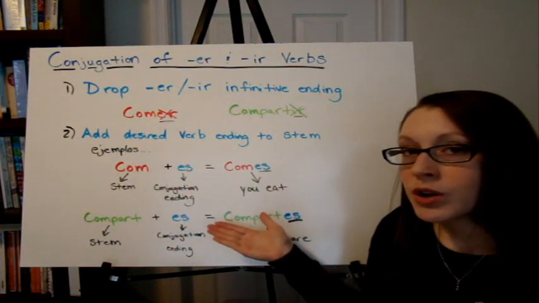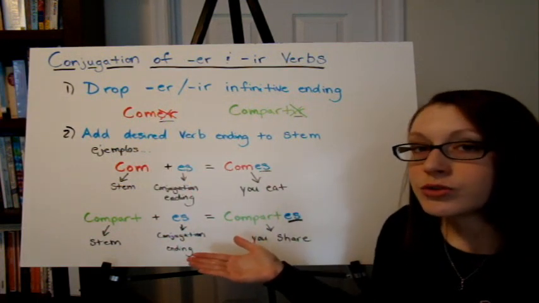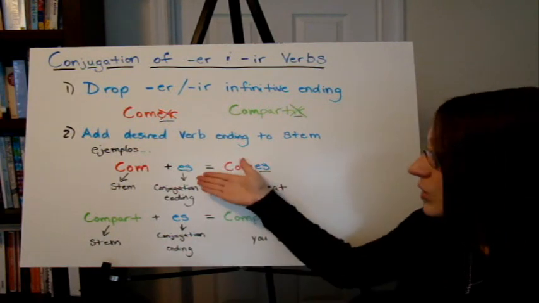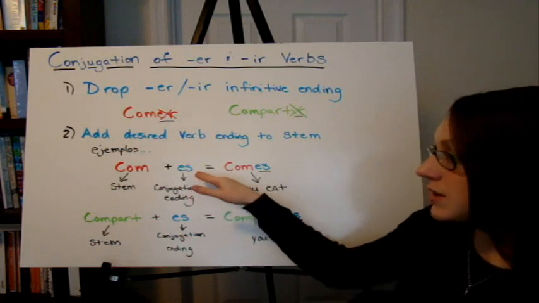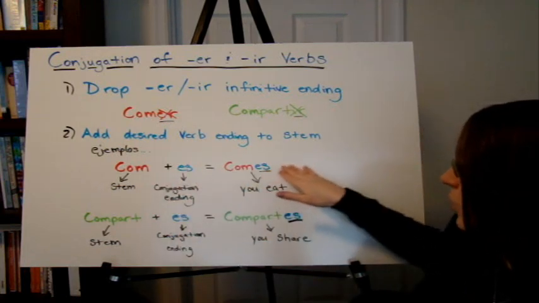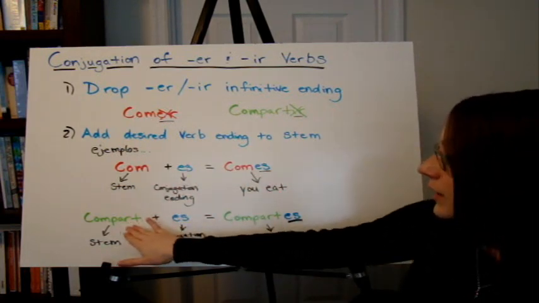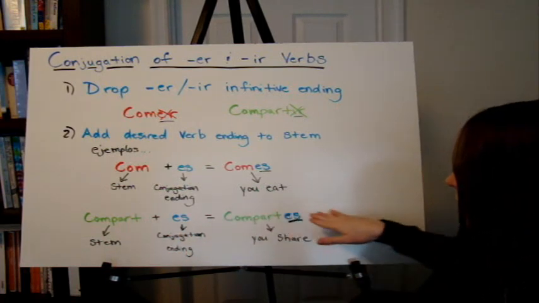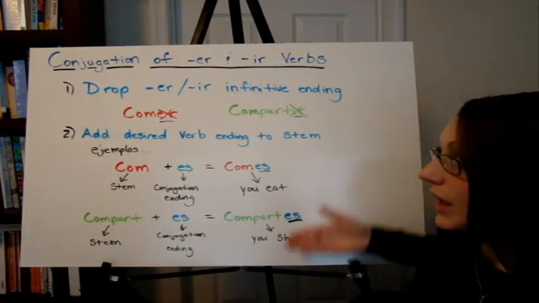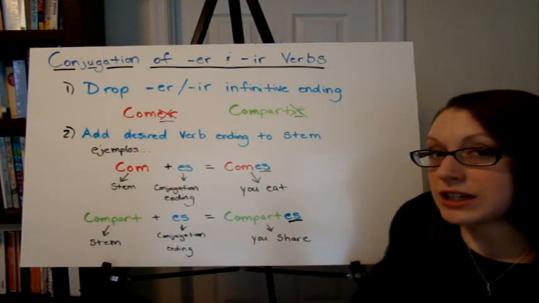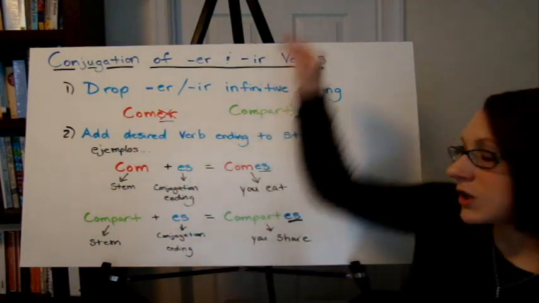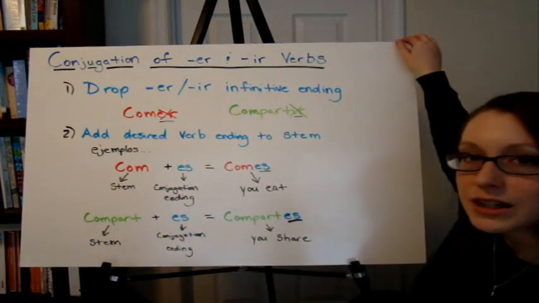If you remember the conjugation for you in AR verb conjugation, it's as. Really, not much has changed, just the A is changed to an E. So we have comes, you eat, and then to the stem of compartir, we add es as well. For compartes, you share. And so that is how you conjugate ER and IR verbs. The process is exactly the same. Like I said, the conjugation endings have changed. So let's take a moment and look at those.